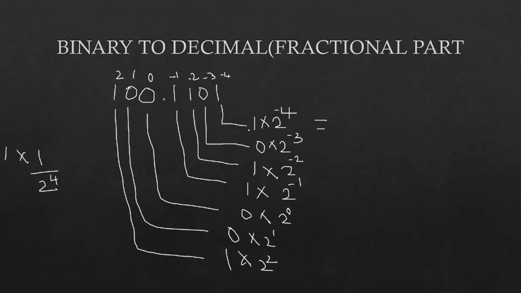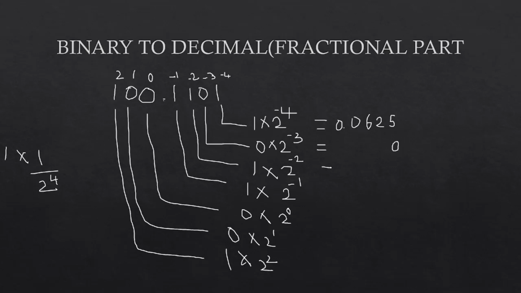Okay, now you can tell me, if you do 1 into 1 by 2 to the power of 4 in the calculator, what will be the answer? 0.0625 will be the answer. Okay. Now the next one, 0 into 2 to the power of 2. Whatever it is, the final answer will be 0.